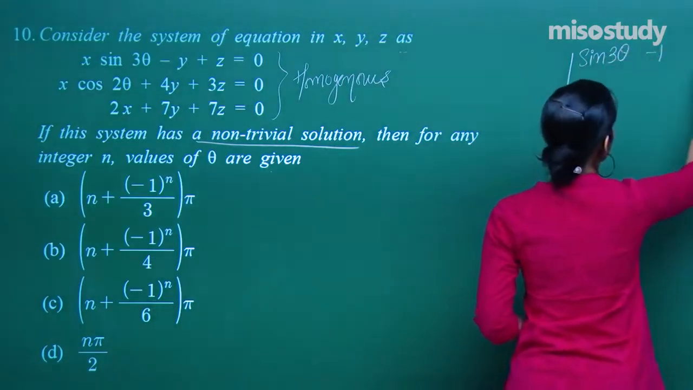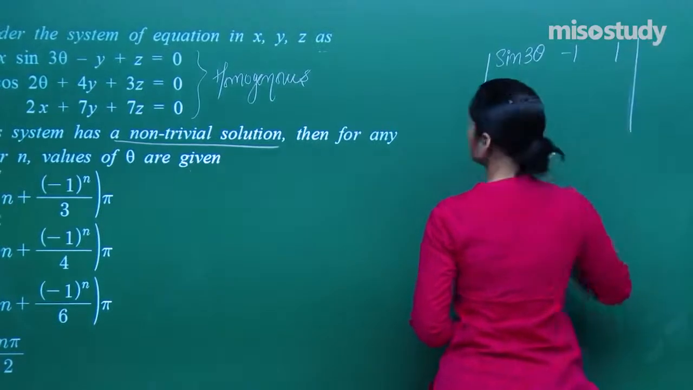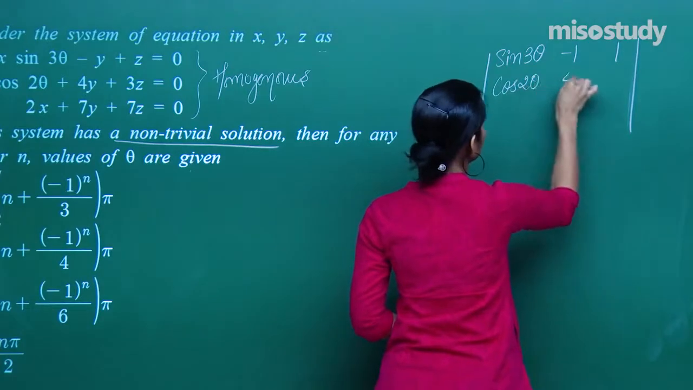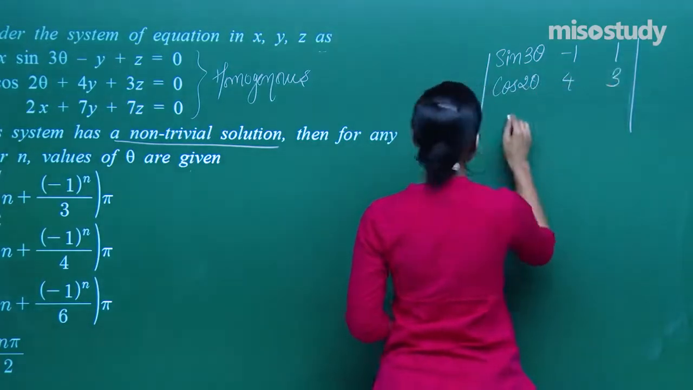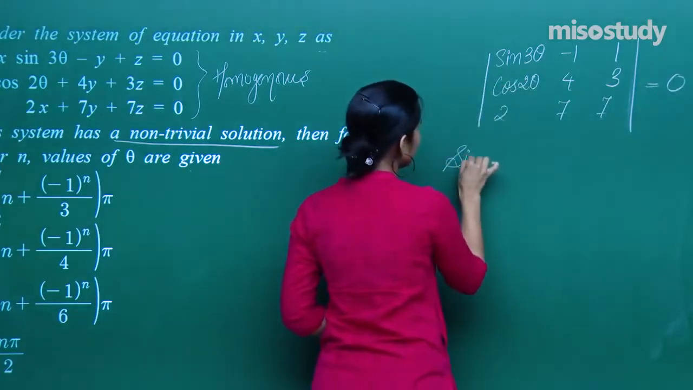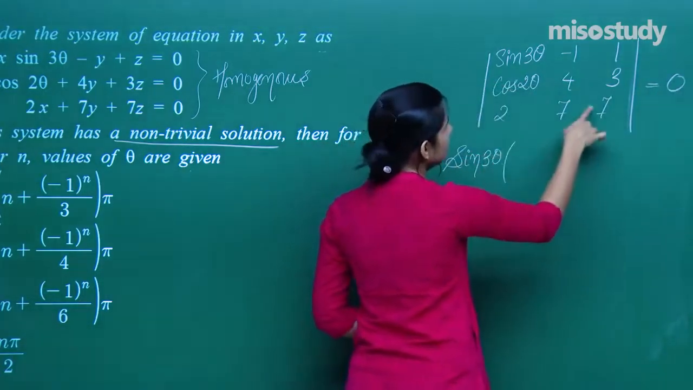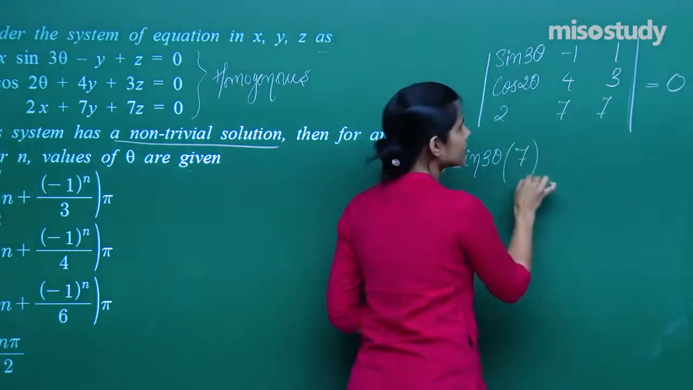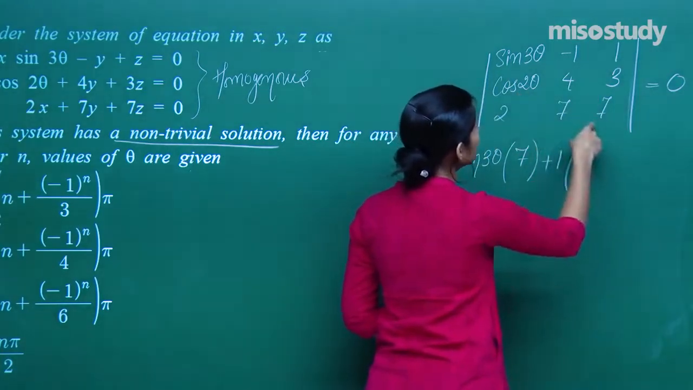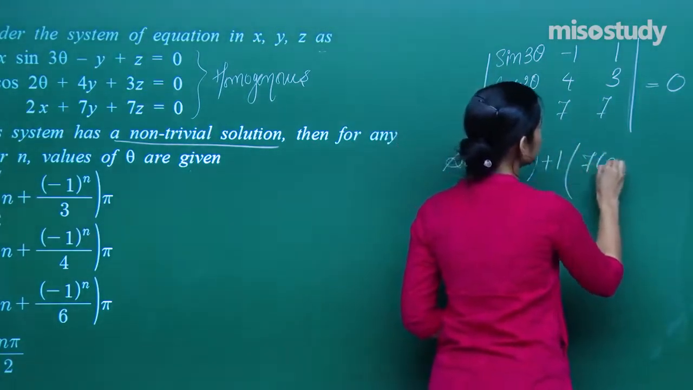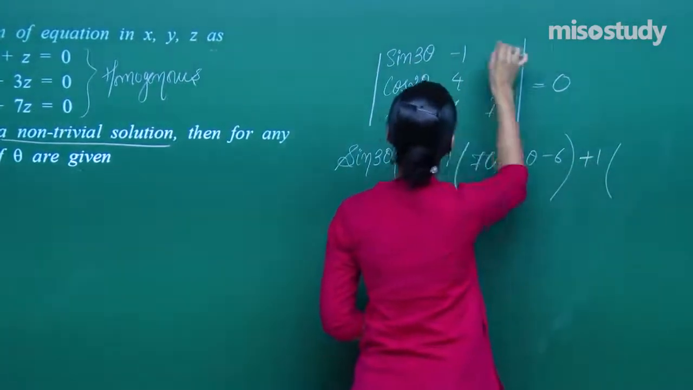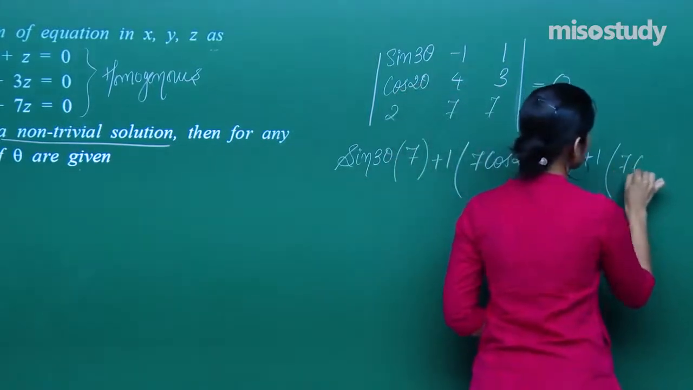minus 1, 1. Then you have cos 2 theta, 4, 3. Then you have 2, 7, 7. This is 0. Expand. Sine 3 theta, 28 minus 21, that brings it to 7. Minus of minus 1, that is plus 1. You get 7 cos 2 theta minus 6. Then you have plus 1, 7 cos 2 theta minus 8.